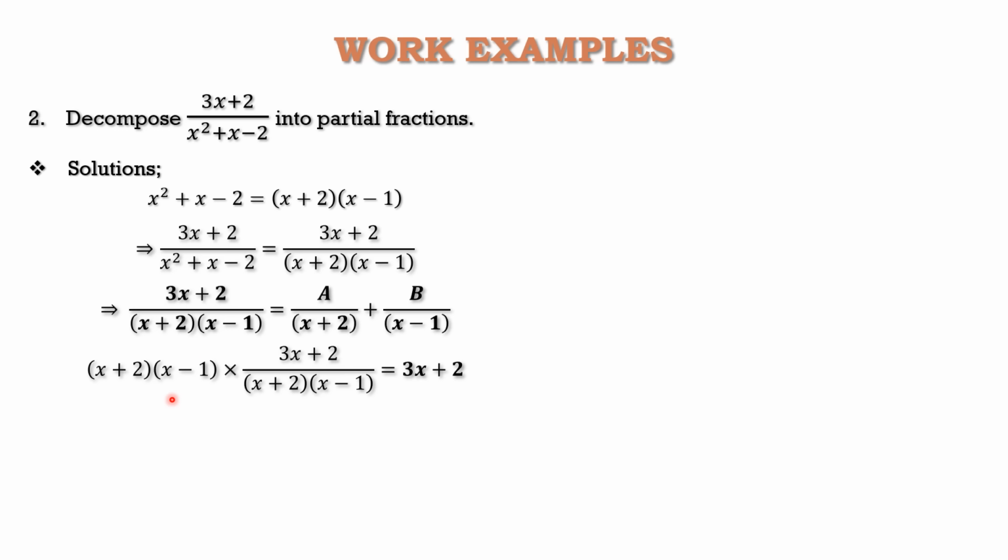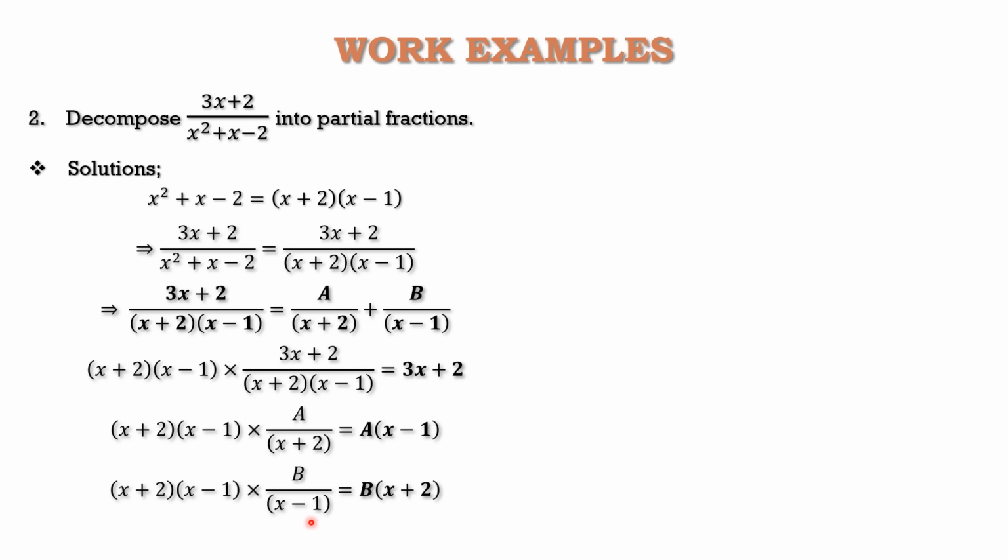Then multiply the LCM, which is this one, by each of the terms. When you multiply this by this, it is going to cancel, and then we are going to have 3x plus 2. When you multiply the LCM by A divided by x plus 2, the x plus 2 cancels the x plus 2. Then we have A bracket x minus 1. Repeat the same thing: the x minus 1 cancels the x minus 1. Then we have B bracket x plus 2. At the end, we have 3x plus 2 equal to A(x minus 1) plus B(x plus 2).